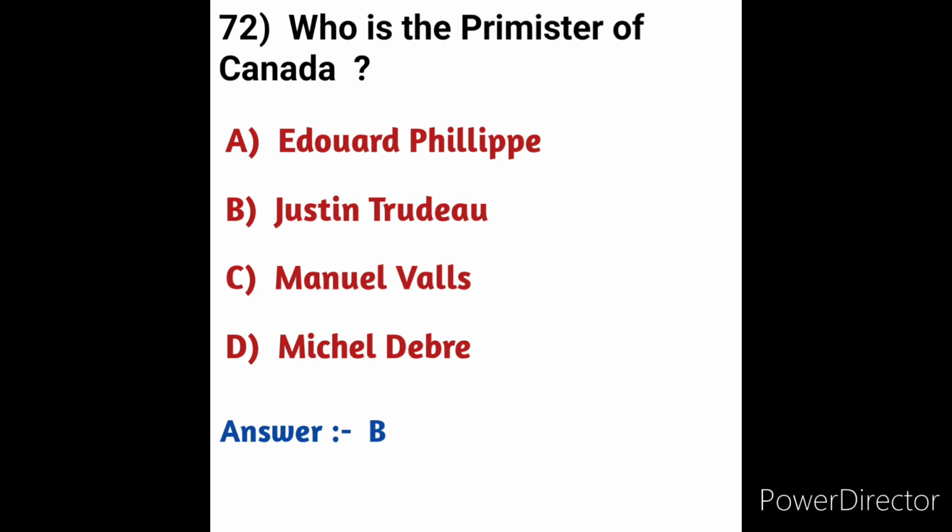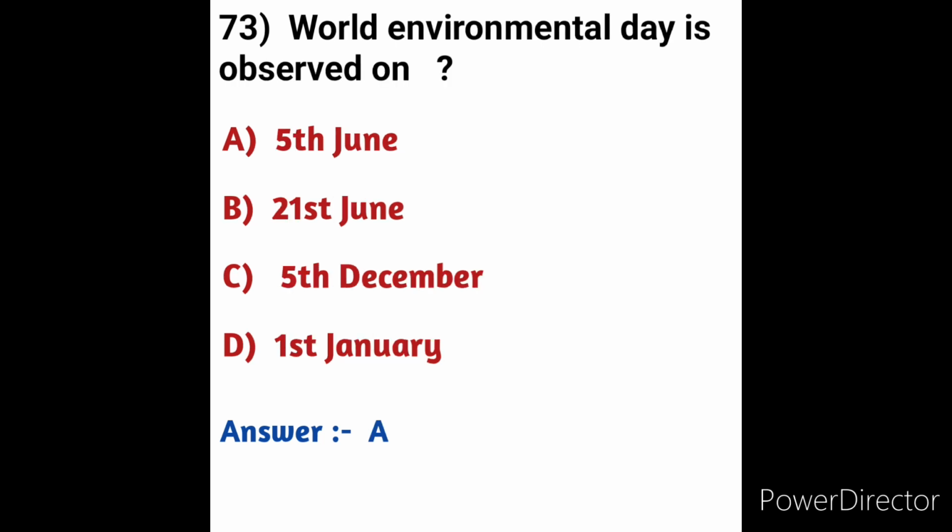On to question number 73. World Environment Day is observed on option A 5th June, option B 21st June, option C 5th December and option D 1st January. Here 5th June is the correct answer. From 1972, World Environment Day is celebrated. So here option A is the correct answer.